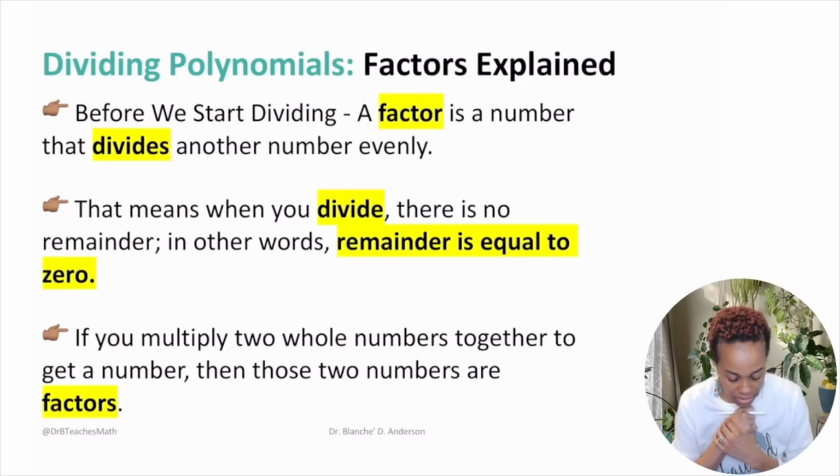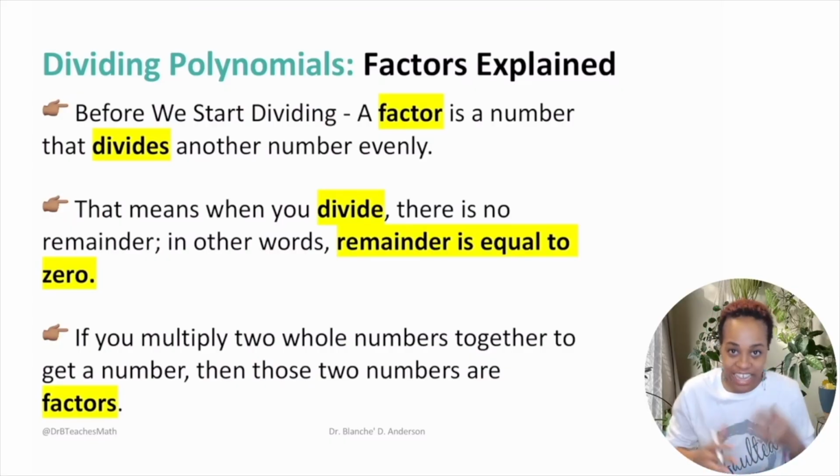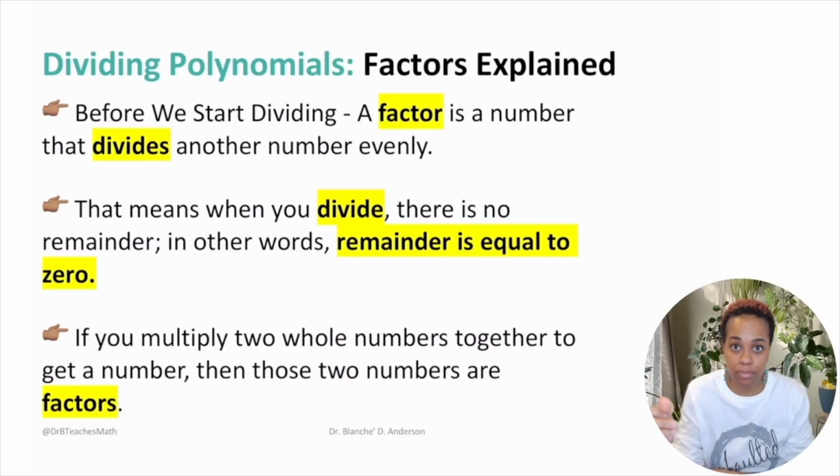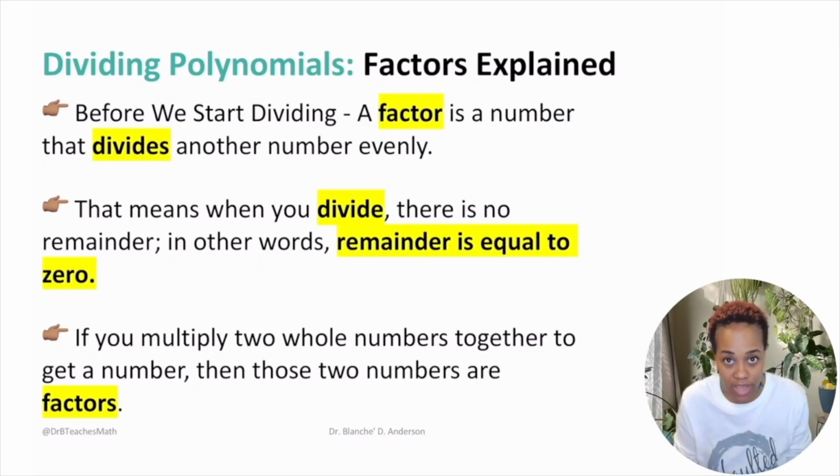So what is a factor? Before we start dividing, I want to make sure that you understand the terminology of factor. A factor of a number is something that divides it evenly. For example, if you think of the number 8, 2 and 4 are factors of 8. Why? Because 8 divided by 2 is 4. There is no remainder. 8 divided by 4 is 2. There is no remainder. So 2 and 4 are in fact factors of 8.